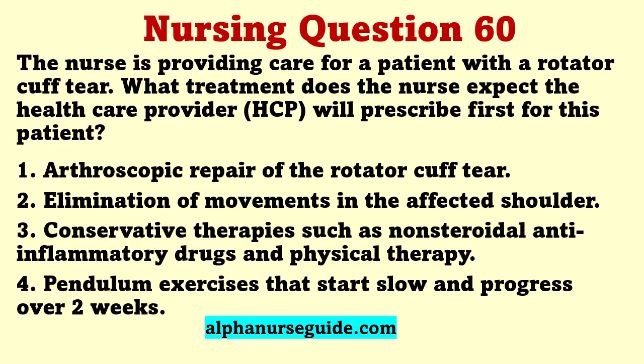The correct answer is 3. Conservative therapies, such as nonsteroidal anti-inflammatory drugs and physical therapy. Rationale: for the patient with a torn rotator cuff, the HCP usually treats the patient conservatively with NSAIDs, intermittent steroid injections, physical therapy, and activity limitations while the tear heals. Physical therapy treatments may include ultrasound, electrical stimulation, ice, and heat.